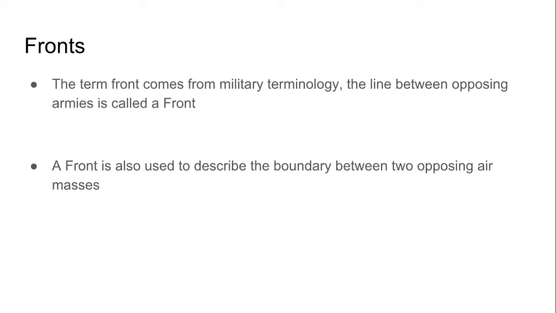So when these air masses come together, they're called fronts. The term front is actually a military term. When two armies collide, where they meet is called the front, and that is exactly what happens when two air masses meet. Where the two air masses meet, they will be called a front. So it's that boundary between two opposing air masses.